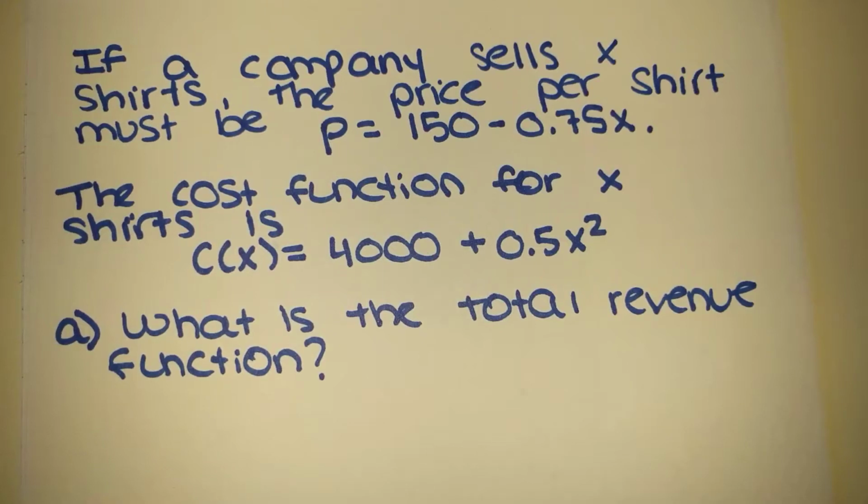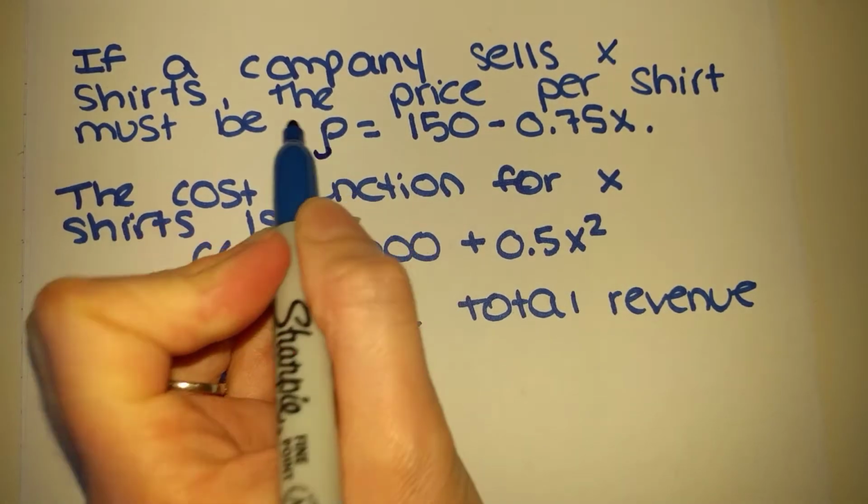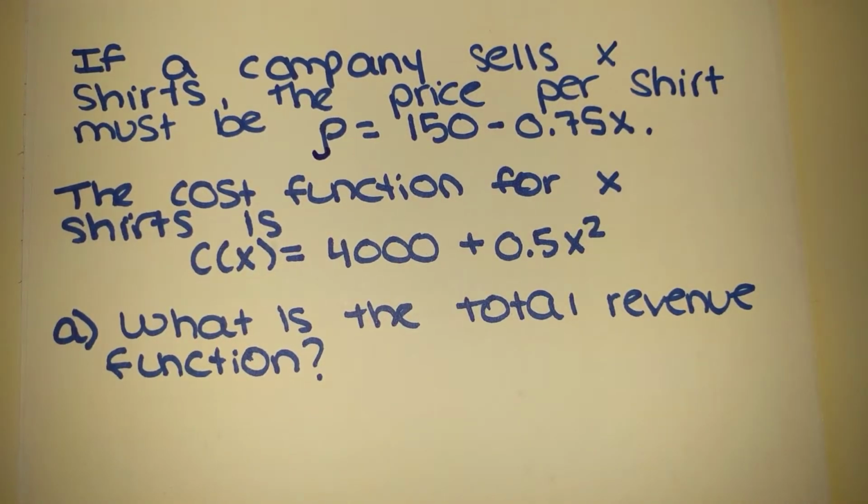So in reading this question, x is the number of units that are being sold. So x shirts, and the price per shirt is given by p. Just to make sure that there's not any confusion, let's make this a little p. So that is our price per shirt. And then they give us the cost function.